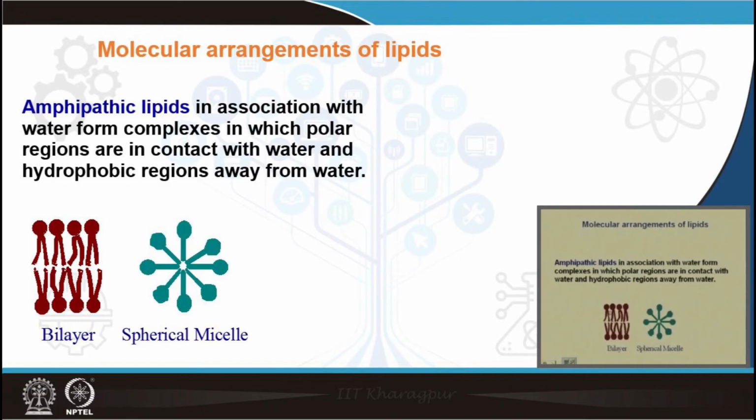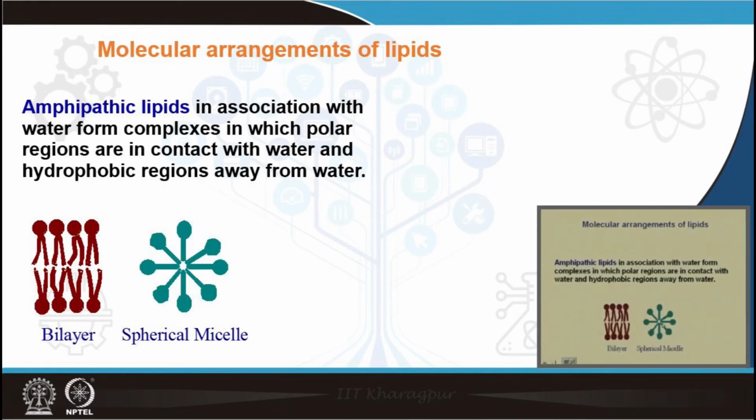Now, there is another way we can organize this. How is that? In a spherical manner. Okay? Now, what do we form in the spherical manner? We form what are called spherical micelles. Now, what are these micelles? These micelles have polar head groups outside and we have the hydrophobic tails inside.